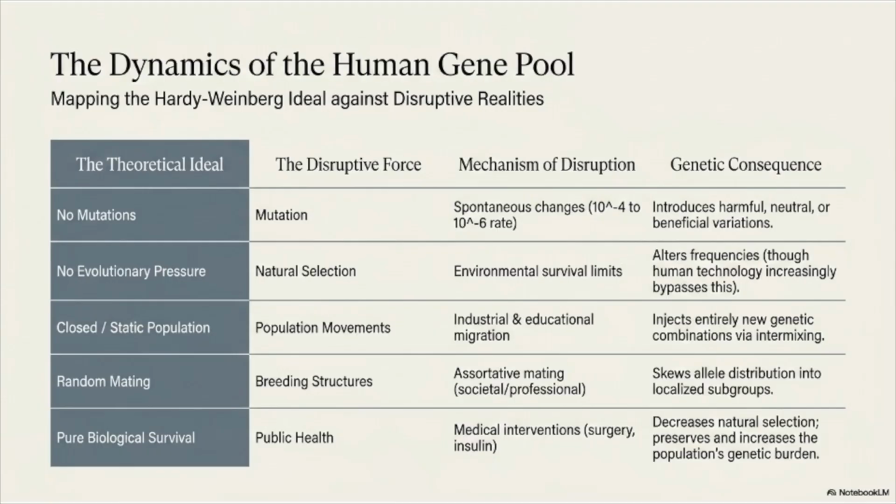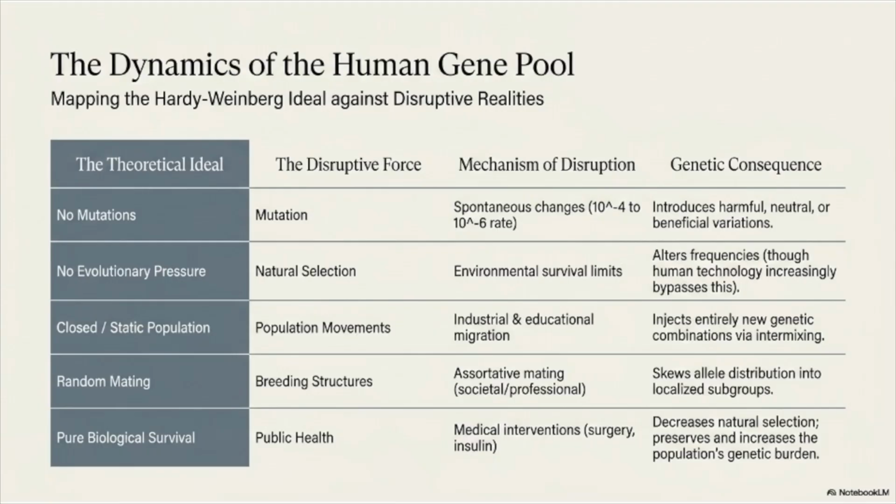Where the ideal assumes no mutations, the disruptive force of mutation introduces spontaneous changes at a rate of 10 to the power of -4 to 10 to the power of -6, introducing harmful, neutral, or beneficial variations. Where the ideal assumes no evolutionary pressure, natural selection alters frequencies through environmental survival limits, though human technology increasingly bypasses this.